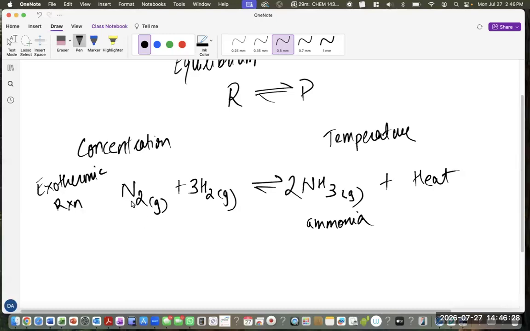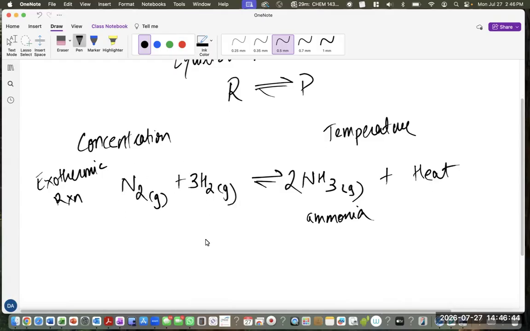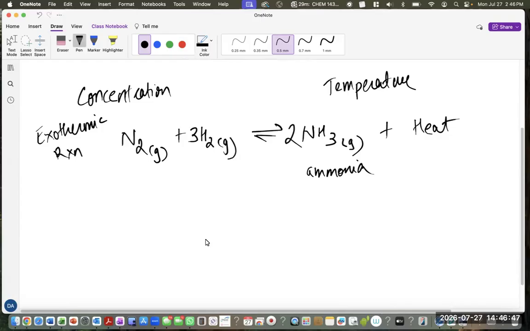If you were to add more nitrogen or hydrogen gas into the reaction, it will shift the equilibrium to the right. So the rate of the reaction to the right will go up. What does that mean? If I add more nitrogen and hydrogen, if the reaction was already at equilibrium, you just disturbed the equilibrium.